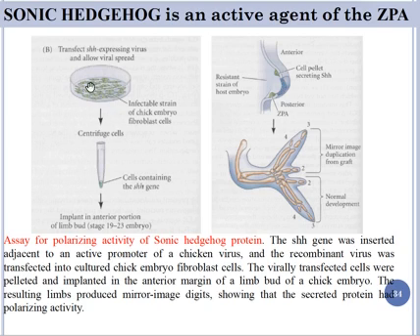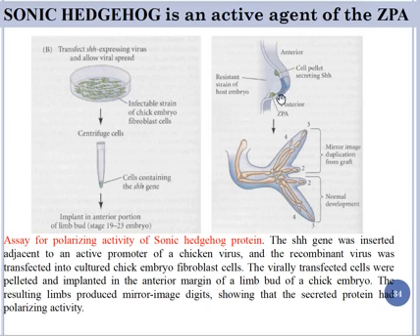After some time in culture, they centrifuged the cells. So we have the pellet here and here the supernatant. The pellet will contain the cells expressing sonic hedgehog. So they took the pellets and implanted them in the anterior portion of a limb bud, just right here. These are the cell pellets that will secrete and express sonic hedgehog.